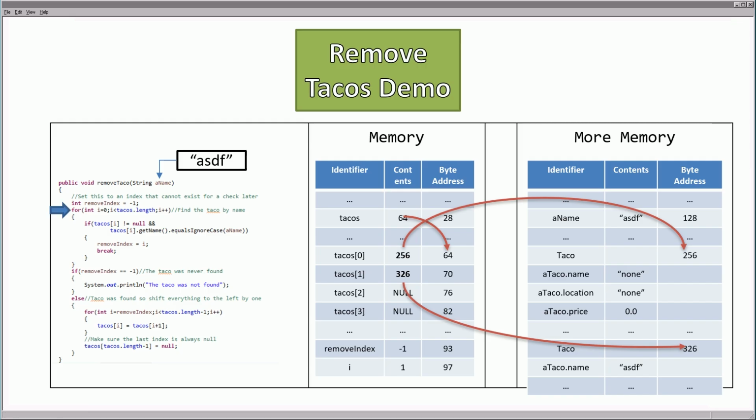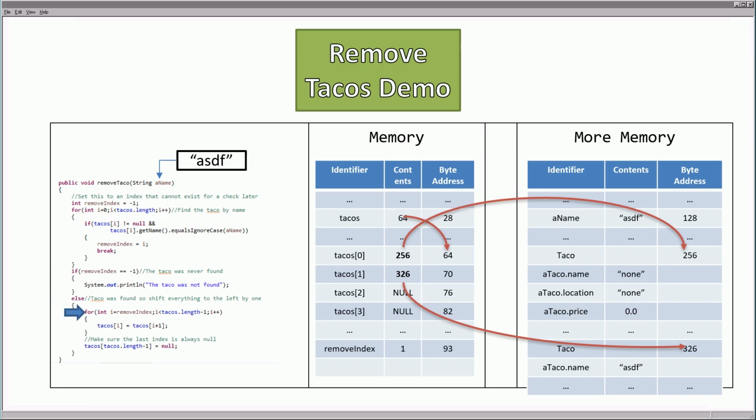We increase i by 1. Now if tacos at index 1 is not null, and it's not, it refers to this object right here. Now we check. This taco's name, is its name equal to aName? And in fact, it is. This is when we set the remove index to index 1. Then we break. Now the remove index is not equal to -1. 1 is not equal to -1.